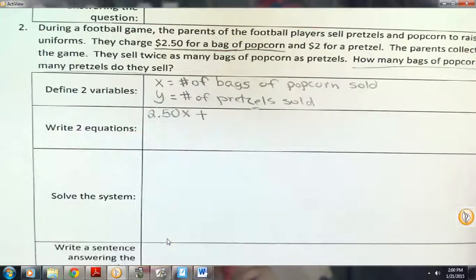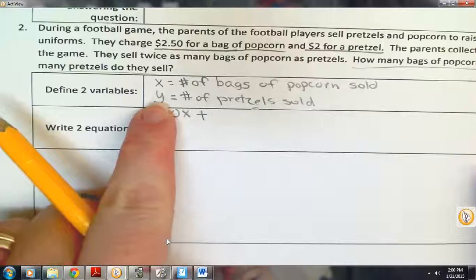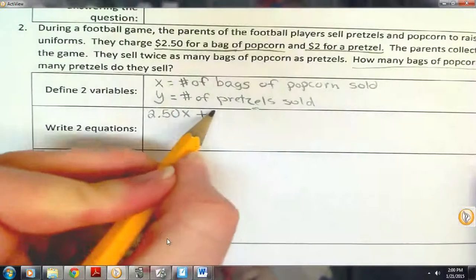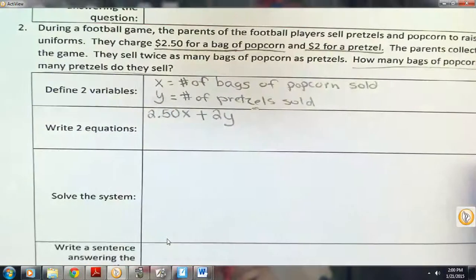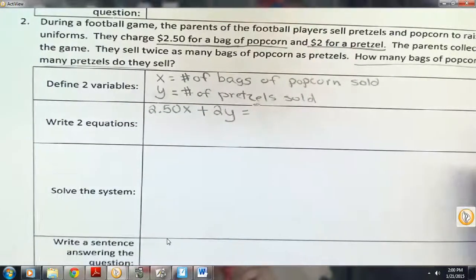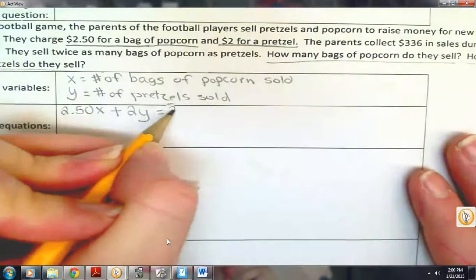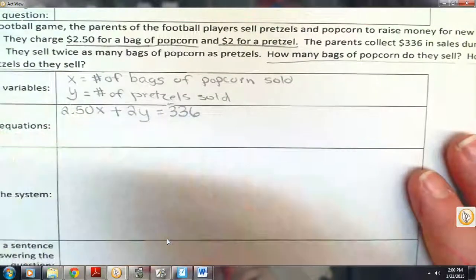Plus, they also sold some pretzels. How much does each pretzel cost? $2. $2 for a pretzel. And they sold y number of pretzels. So to represent that expression, we would use 2y. They brought in a total of $336.